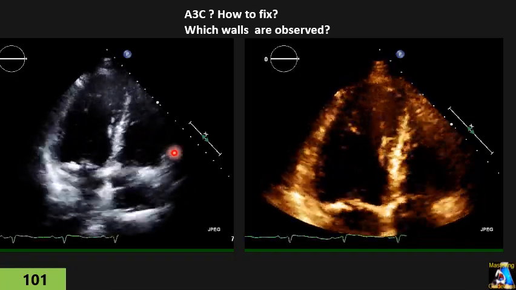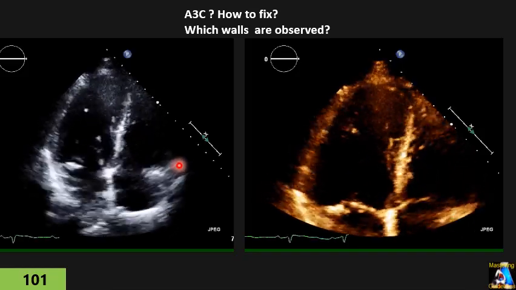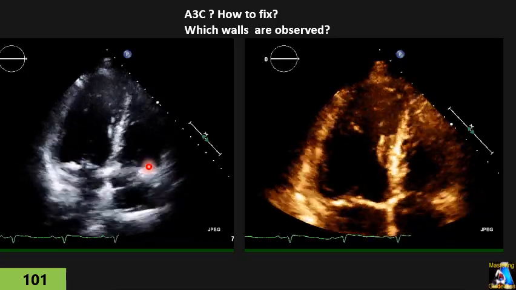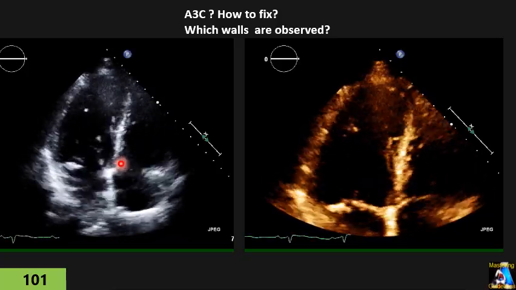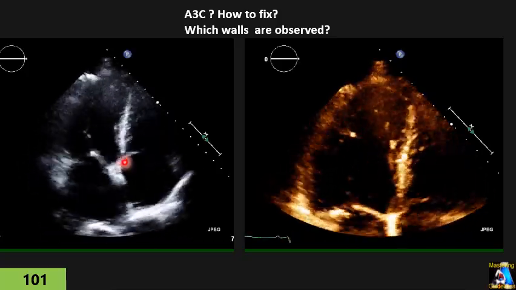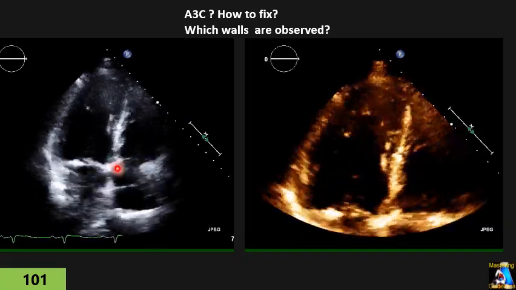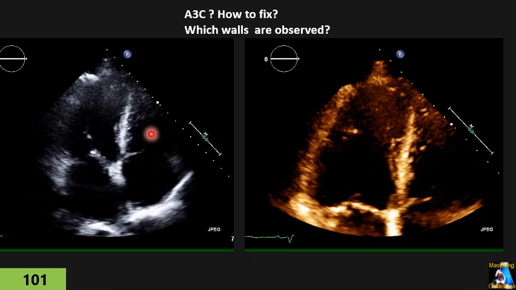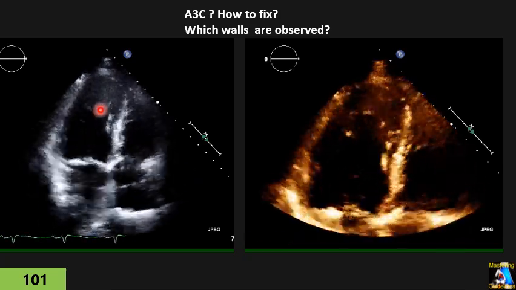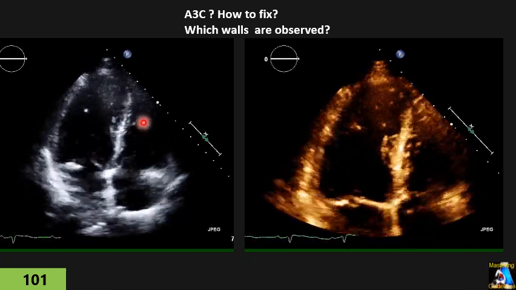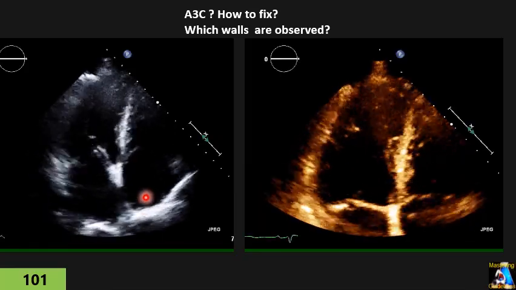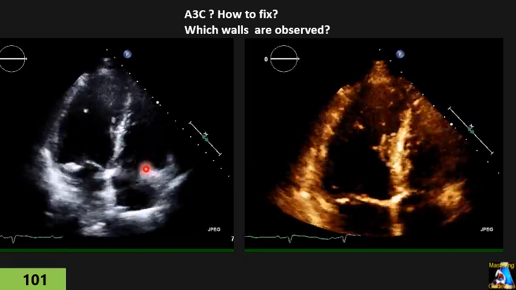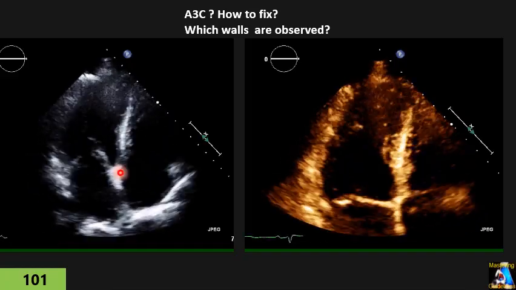So in this case, how do you fix it? You have to twist a little clockwise, since this is almost between the 9 and 10 marker. You have to turn it more clockwise until the RV appears. Here is the LV, mitral valve, and here is the RV and RA. So twisting too much in apical 3 can give you this impression.